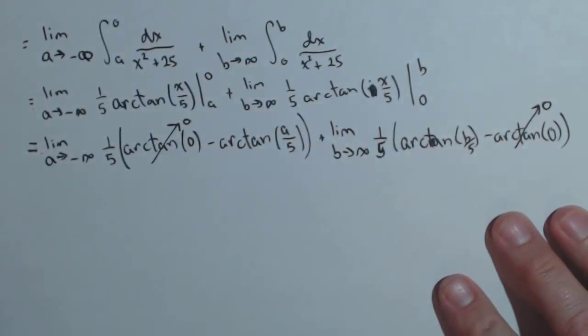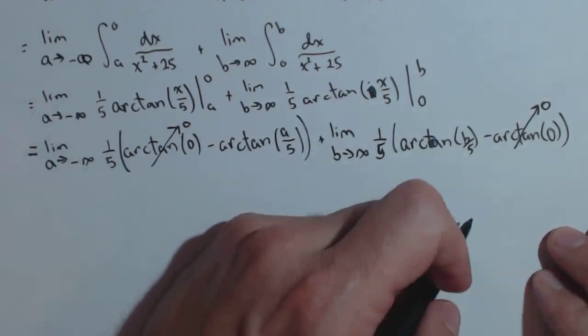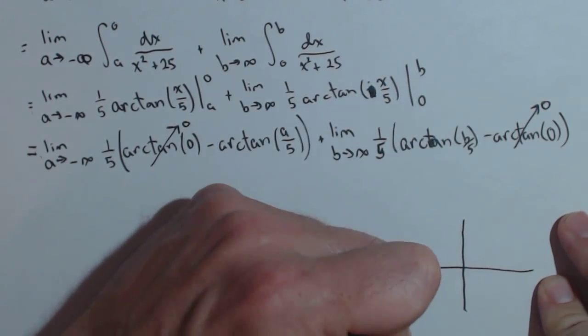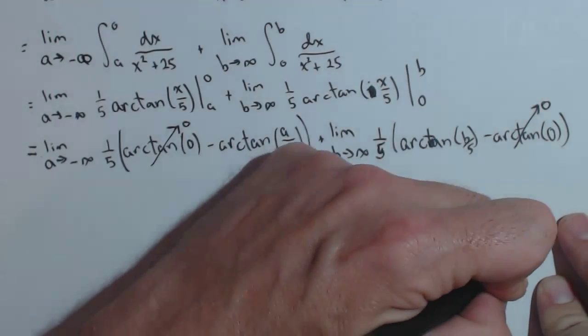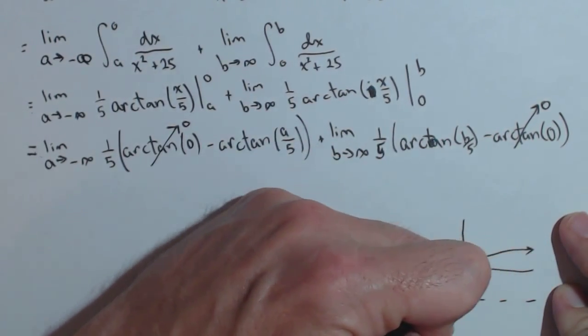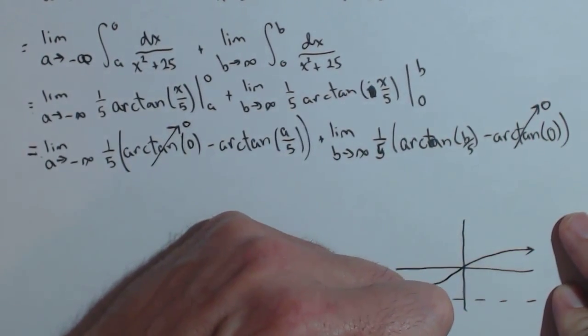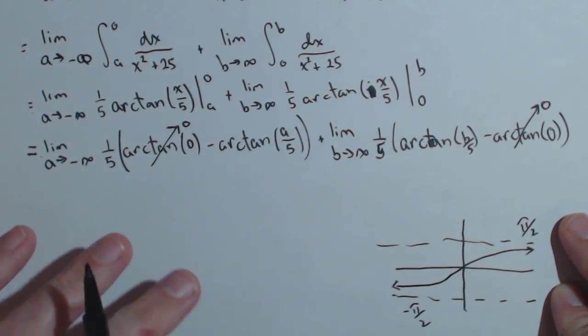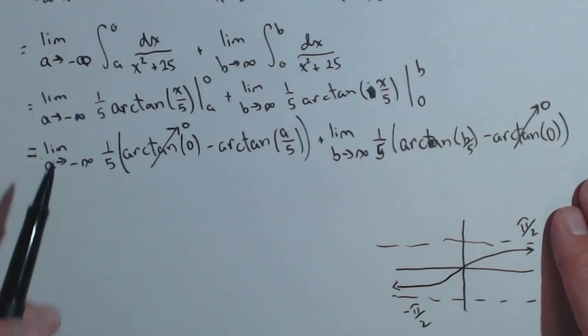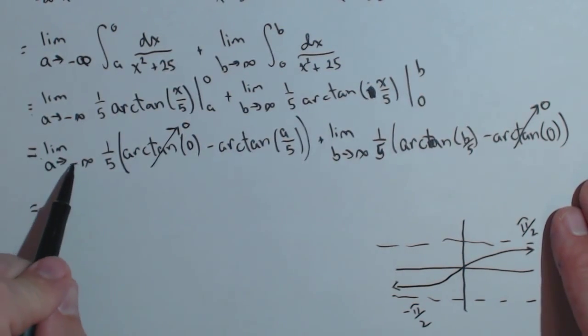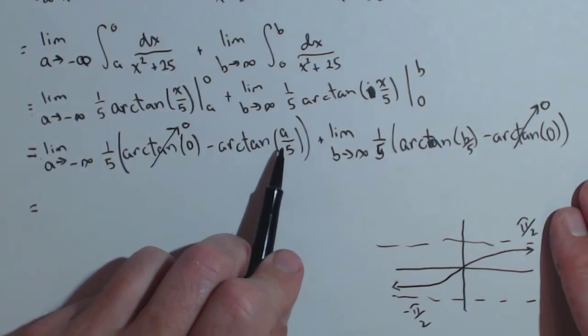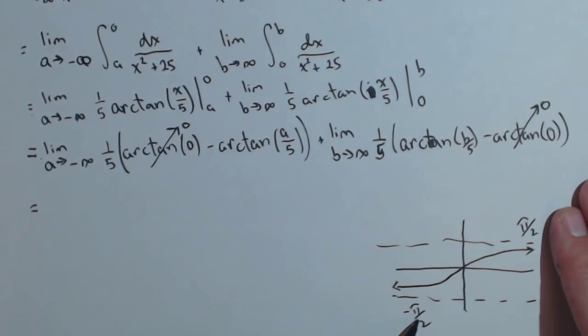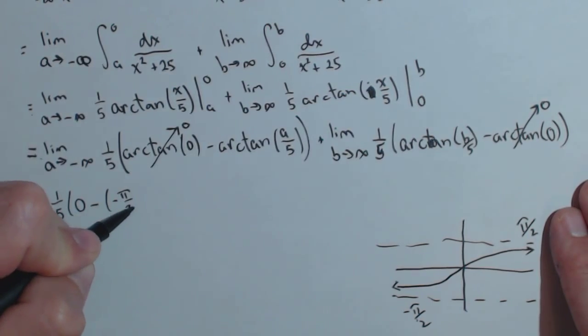So those go away. Now, the graph of arctan, that's an interesting one. It looks like this and has two horizontal asymptotes, one at negative pi over 2 and one at pi over 2. And you can see this from a graphing calculator, any graphing system you want to take a look at. Now what that means for us, as a goes to negative infinity, so as the argument of arctan goes to negative infinity, it goes to negative pi over 2. So we get 1/5 times 0 minus negative pi over 2.